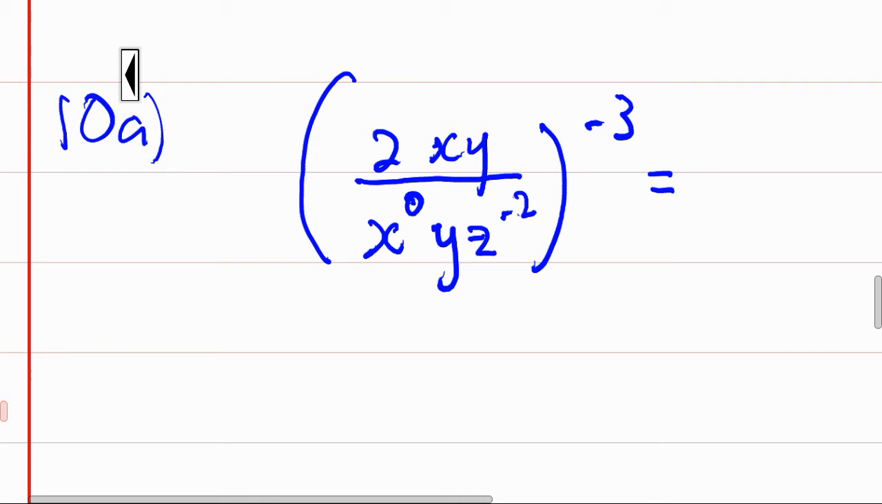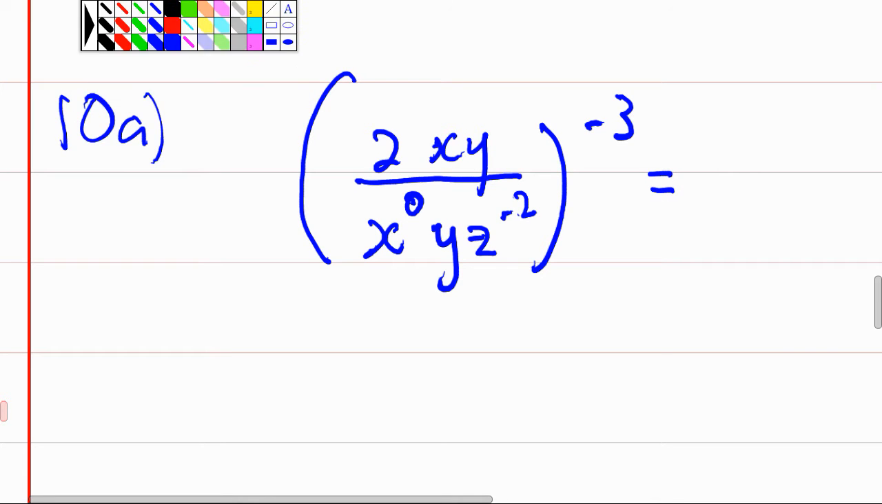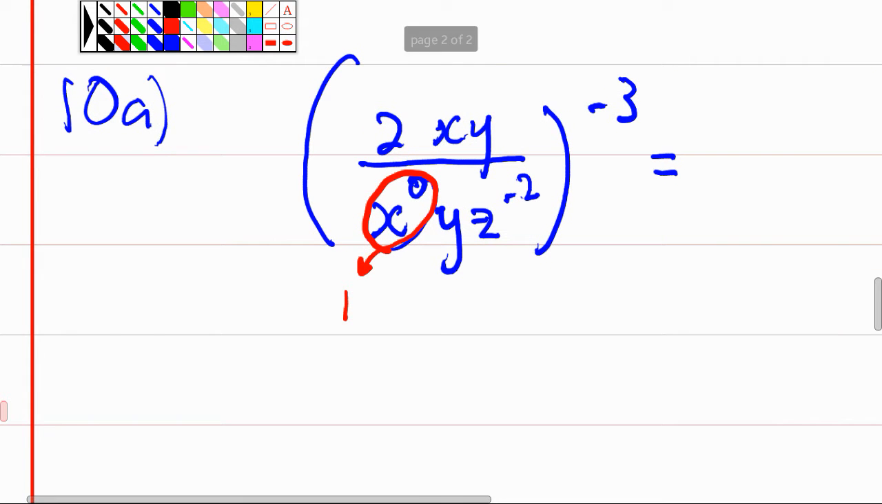Can you help me with the first one? This one. Can you help me with this one? Tell me, this is equal to what? This is equal to 1. Okay, this one done. This one done.